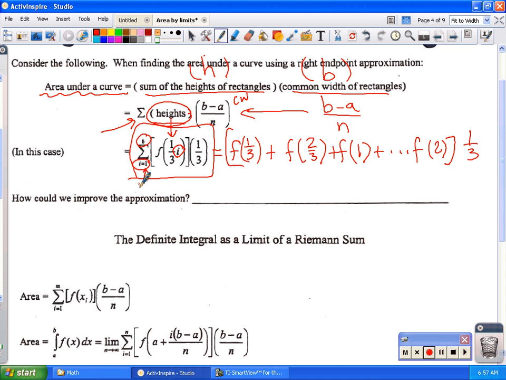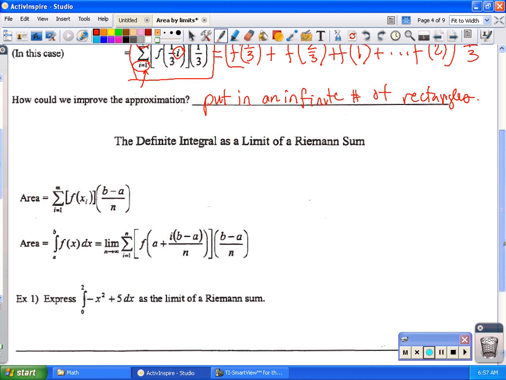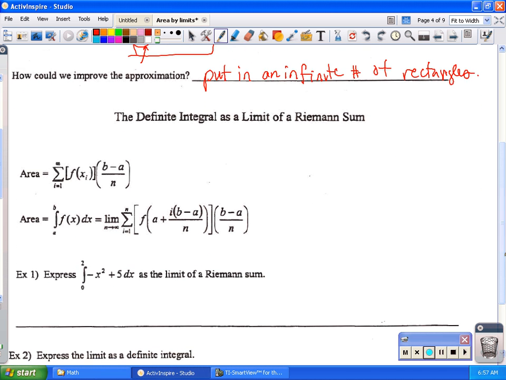So we said, how could we improve the approximation? We already talked about this. We're going to put in an infinite number of rectangles, because our goal is to lose none of that area and to calculate the exact area. So we have the definite integral as a limit.